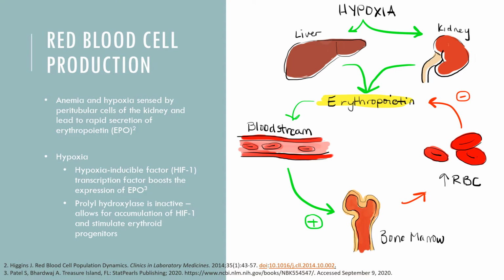In the scenario of hypoxia, the kidney will produce hypoxia-inducible factors. These are transcription factors that allow for enhanced expression of EPO. Also, the kidney activates polyhydroxylase, which allows for the accumulation of these transcription factors and stimulates the erythroid progenitors in the bone marrow.